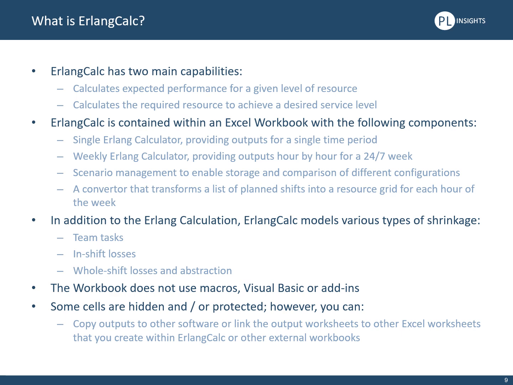It's all contained within one Excel workbook. It's got a number of components to it. There's a single Erlang calculator, which just provides outputs for a single time period. It's got a weekly calculator that gives you outputs hour by hour for a 24/7 week. You can enter annual weekly demand and select which week you want to run through the software. It's got the capability to compare different scenarios, both under the single and the weekly calculators.